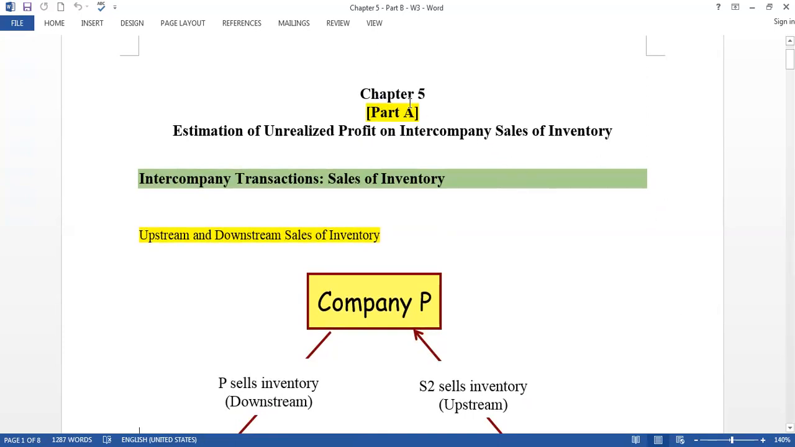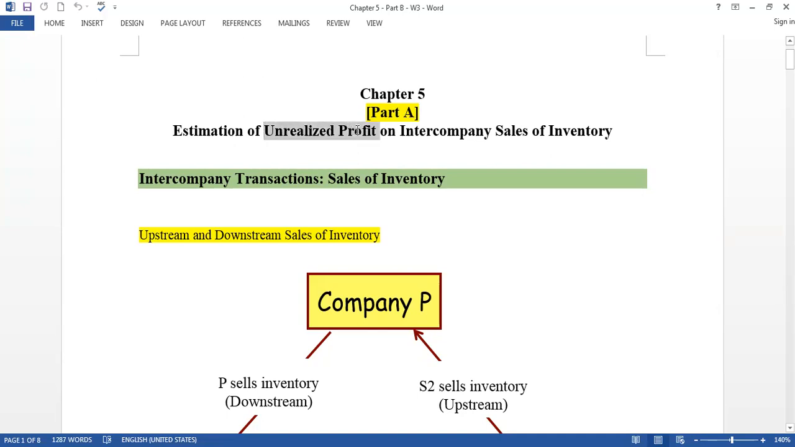I'm going to continue chapter 5. Last class it was about part A, and today we are going to talk about part B. However, I would like to review some important points from part A. You can see that this is the title of our chapter 5, estimation of unrealized profit.